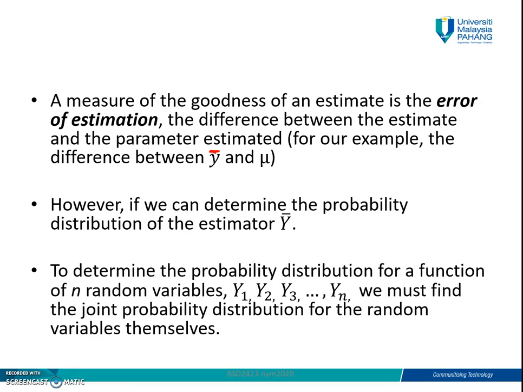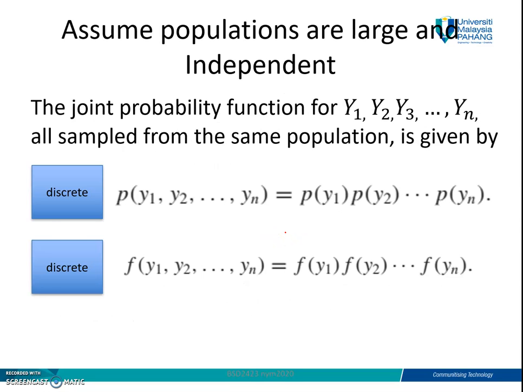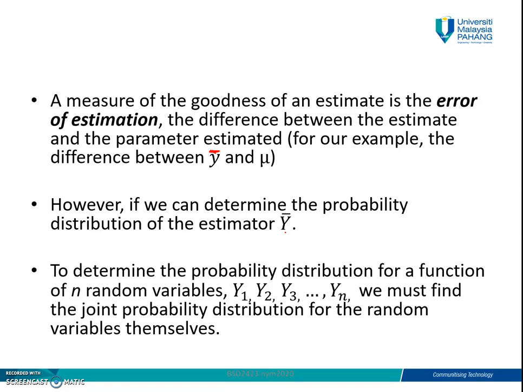However, if we can determine the probability distribution of the estimator y bar, it is much better. That's why in this chapter, we want to find the probability distribution of the estimator y bar. In order to determine the probability distribution for a function of n random variables, we must first find the joint probability distribution for the random variables themselves.